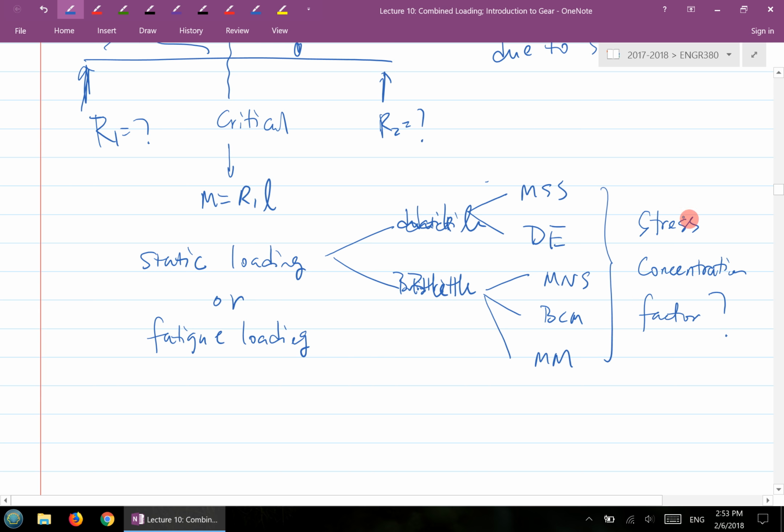And then you have to think about how to find that stress concentration factor. There's appendix A-15. There are different figures in A-15. You have to use the appropriate figure, meaning the figure corresponding to the type of loading.